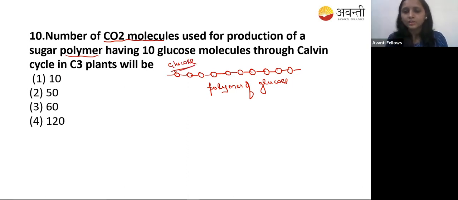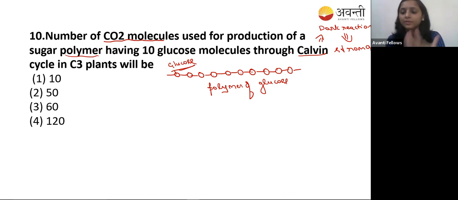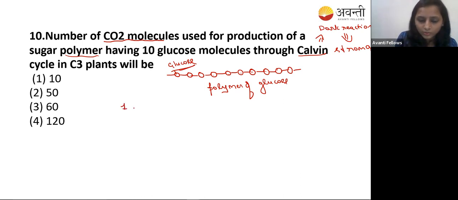They're asking that this is formed by the Calvin cycle. Calvin cycle is nothing but the dark reaction, right? Where is this dark reaction going to take place? It is in the stroma, right? So now you tell me, how many carbon dioxide molecules are required to produce 10 glucose molecules? First, let us think about one glucose molecule.